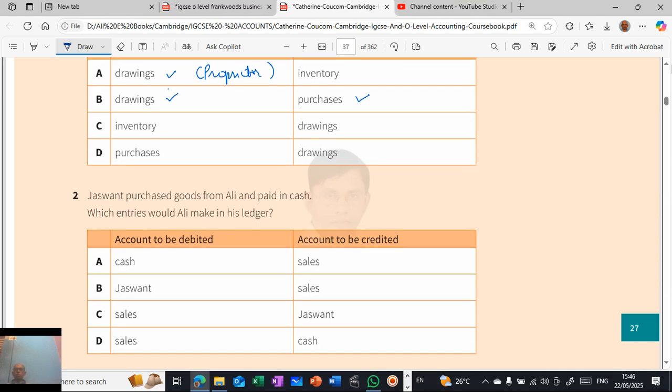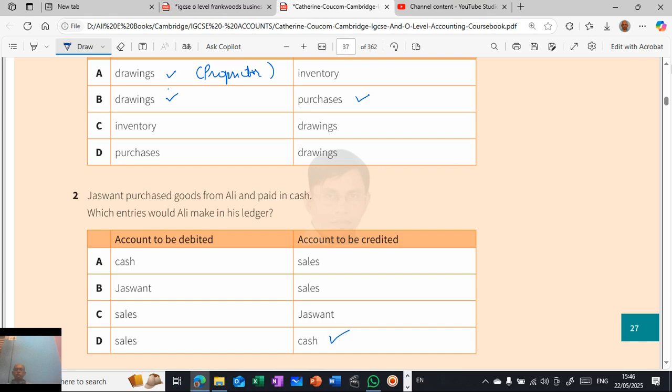Jaswant purchased goods from Ali and paid in cash. So what is happening? Paying in cash, so cash is going out. Which entries will be made in his ledger? Jaswant purchased, no? So purchase.